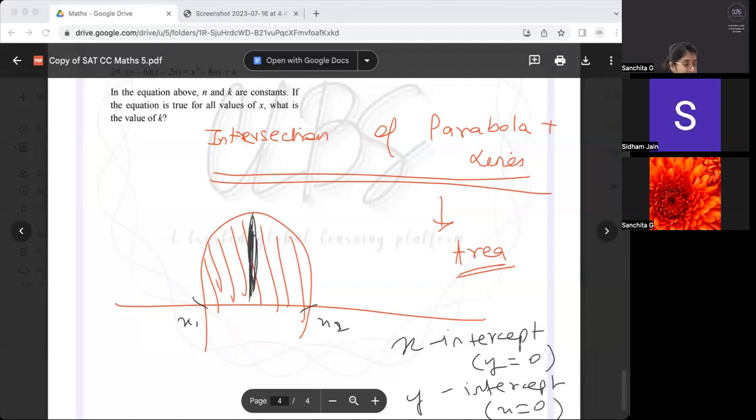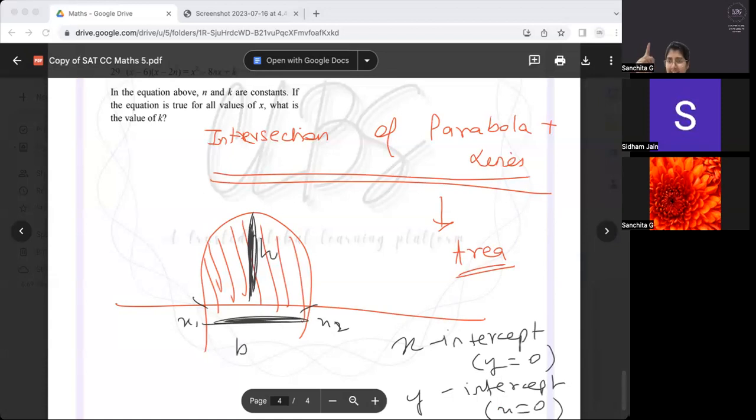Y-intercept, we get the height, right? X-intercept, we get the base. So for area, with a bit of calculation I can get half into base into height. Sometimes it can also be formed as a triangle.